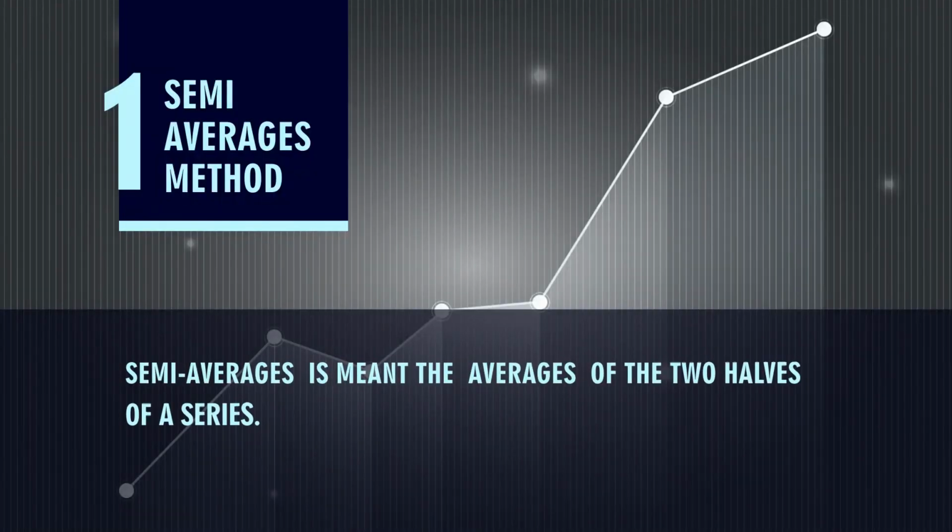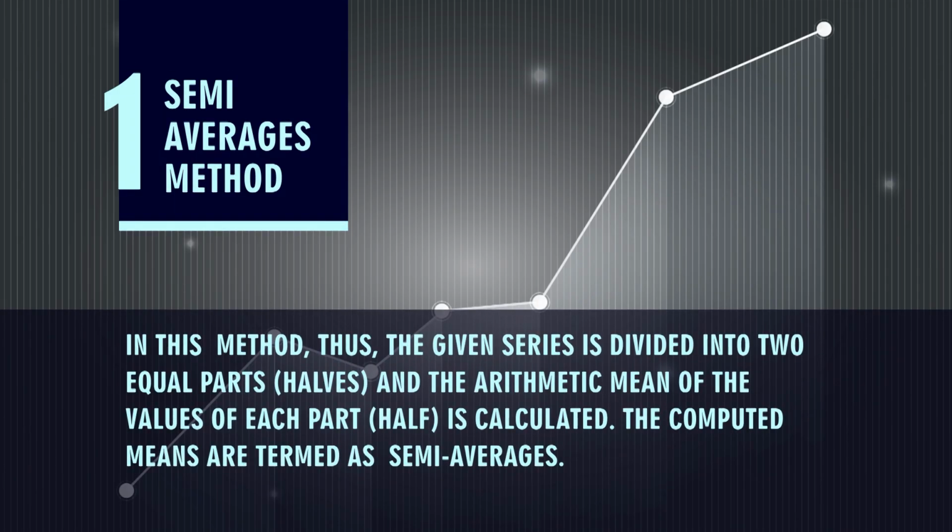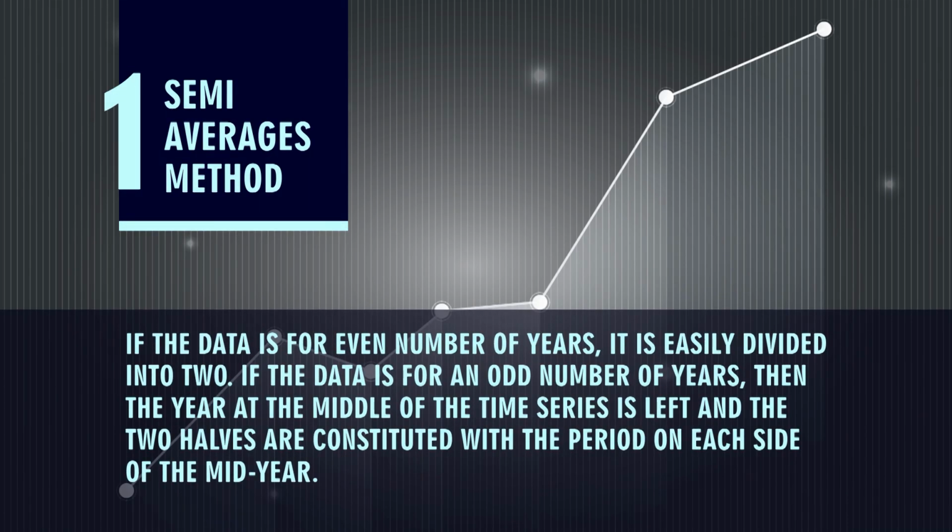The philosophy behind the semi-average method is that we classify the time series data into two equal parts and then calculate averages for each half. By semi-averages we mean the averages of the two halves of a series. Thus the given series is divided into two equal parts, that is halves, and the arithmetic mean of the values of each half is calculated, and the computed means are termed semi-averages. If the data is for an even number of years, it is easily divided into two.